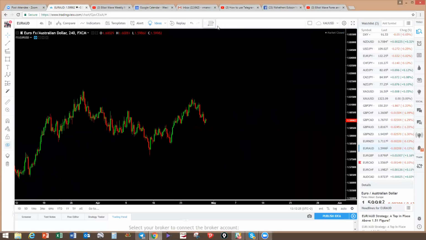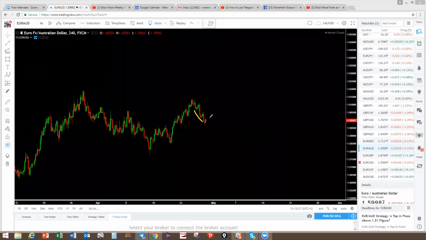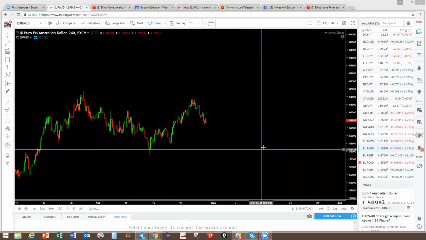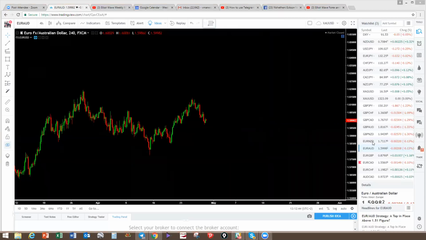Short term, you can take a small trade up to this level if it breaks to the downside. But otherwise, this can just keep crawling down here, keep crawling down like that. Okay, so that's EURAUD. Not really much of any new trade there.